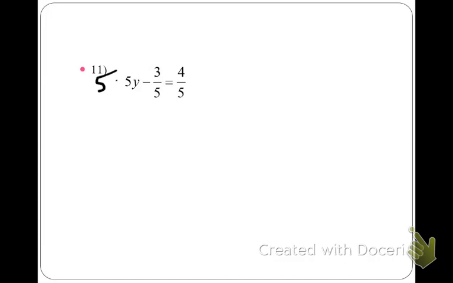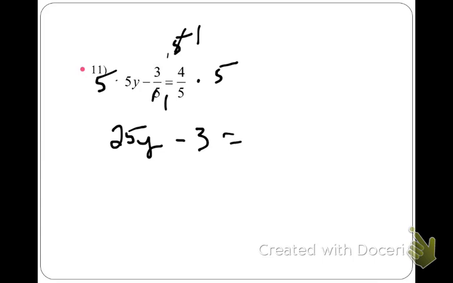Multiply by 5 here, multiply by 5 here, and multiply by 5 here. 5 times 5 is 25, so we get 25y here. If you cross simplify, 5 goes into 5 once, 5 goes into 5 once. 3 times 1 is 3, 1 times 1 is 1. You get 3 over 1, or just 3.